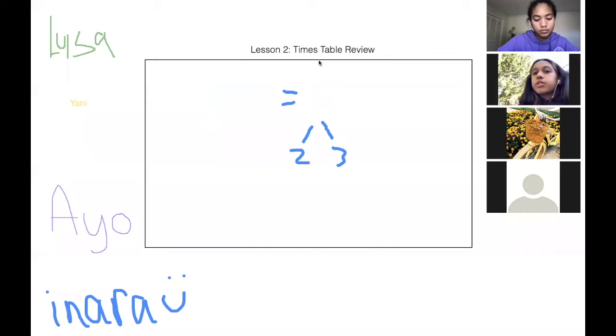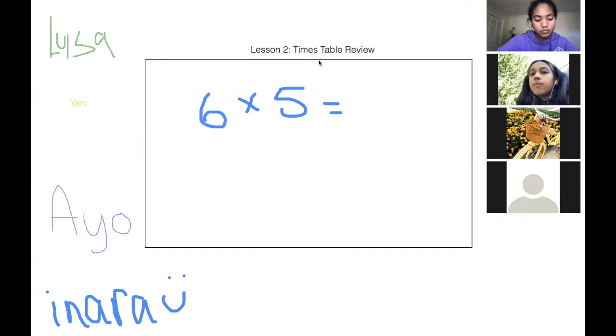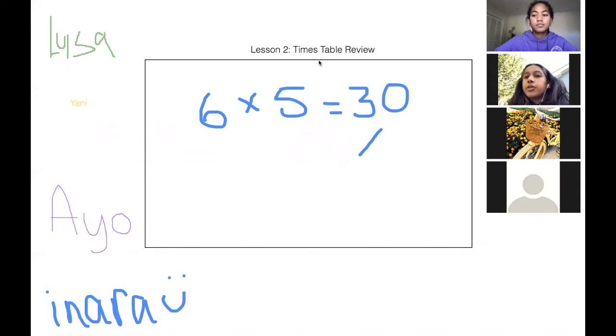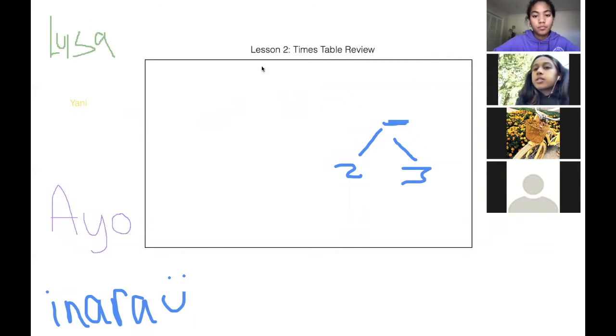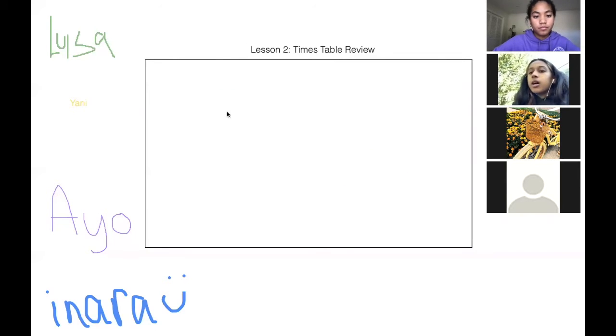So let's do that with a bigger number. If we're multiplying 6 by 5, you get 30, that's right. So for 30, that is a multiple of 2, and we know that because it ends in 0, and it is also a multiple of 3. And so that's how you know that 30 is a multiple of 6. So anytime you're multiplying something by 6, it should always be a multiple of 2 and 3 as well.